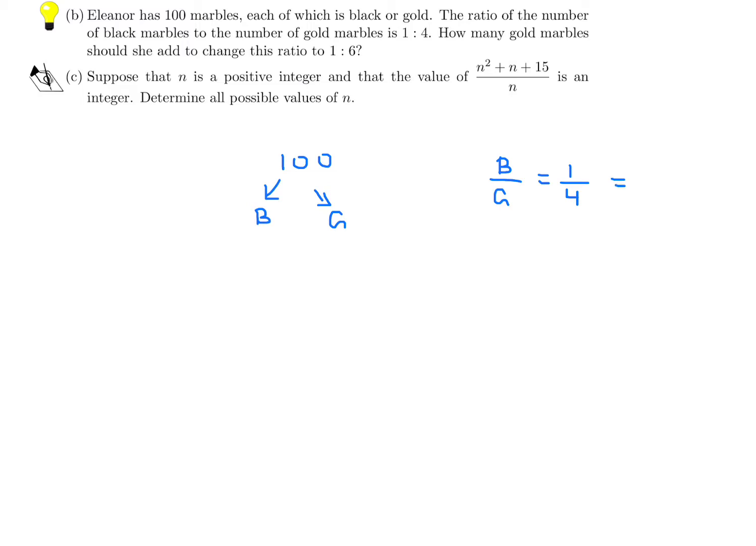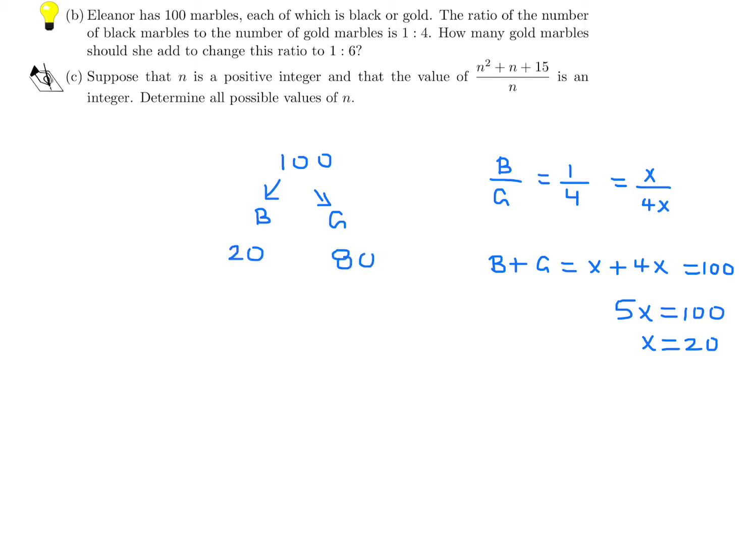Well, it's 1 to 4. I can also write it as x over 4x. So b plus g would basically be x plus 4x. And that is 100. And therefore 5x is equal to 100. x is 20. So that means we have 20 of the black marbles and 80 of the gold marbles.